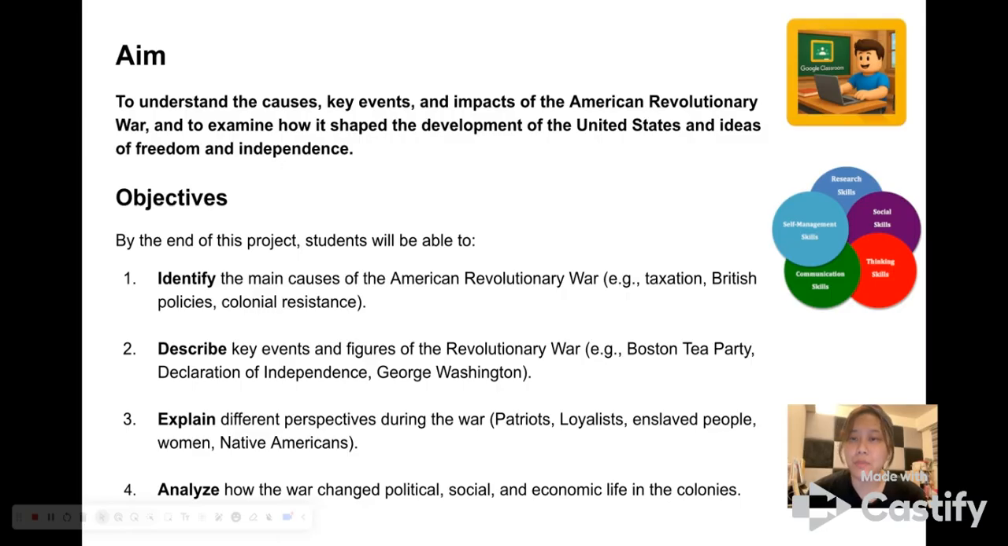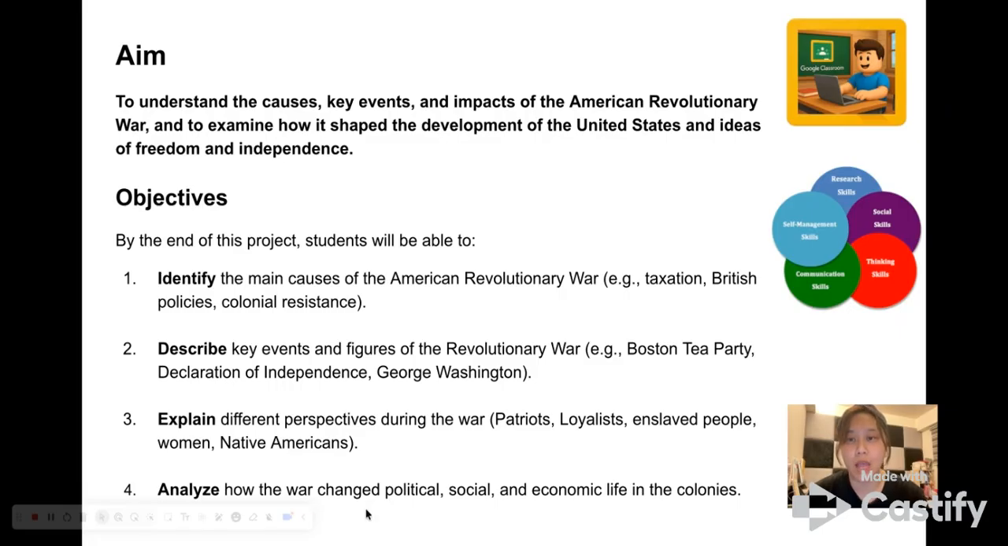Now, what does examine mean? Yeah, examine means you're actually thinking about your thinking, right? Like you're reevaluating what you actually learned. So we know that there was American Revolutionary War historically. We know that there were key events, but then you also have to think about how, right?